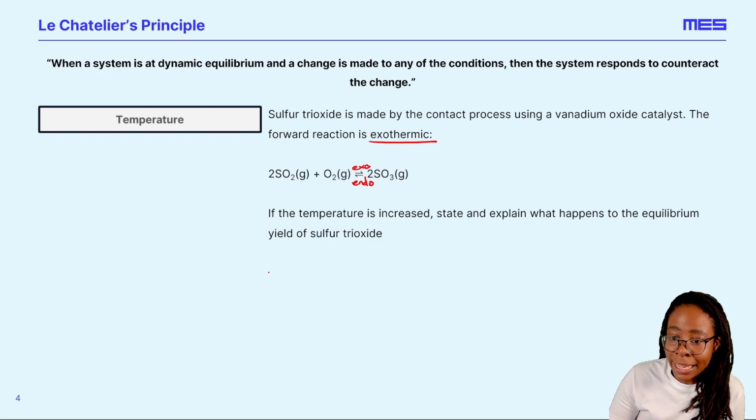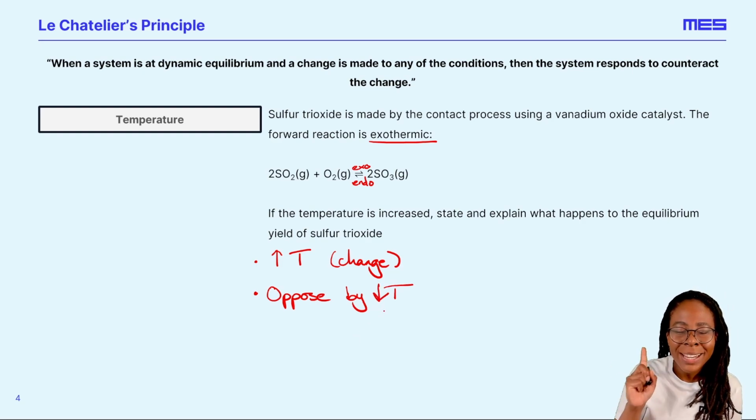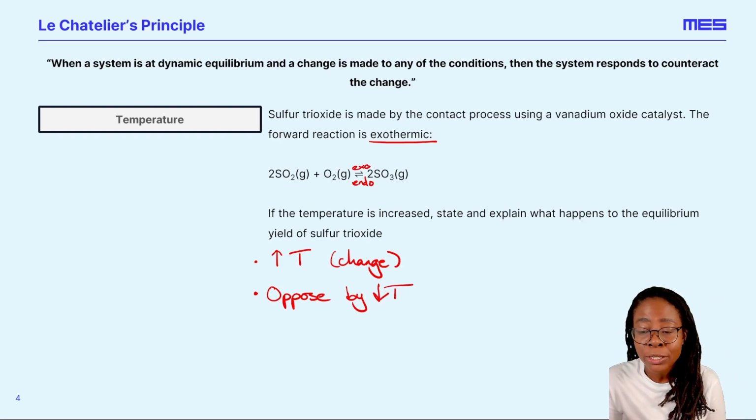So let's again think about this in terms of Le Chatelier's principle. What's the change and how will the system respond to counteract that change? So the change is that we are increasing the temperature, right? That's our change. So then what will our response be? The system will try to oppose that increase in temperature by decreasing the temperature.